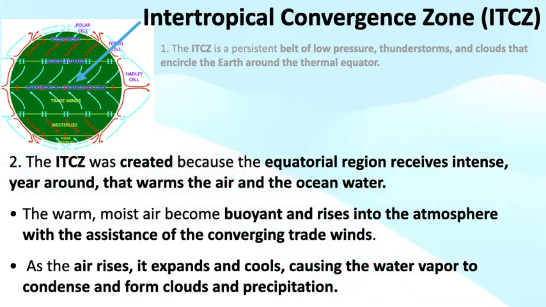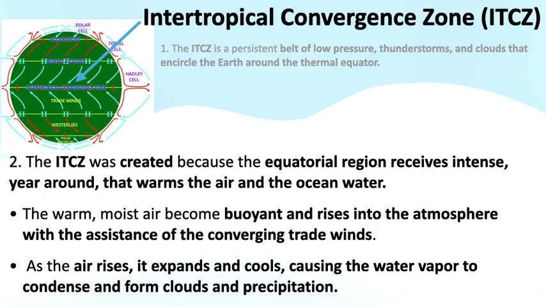The ITCZ was created because the region of the equator receives intense year-round heat from the sun, which warms the air and also warms the ocean water in that particular area. And this warm, moist air becomes buoyant and rises into the atmosphere with the assistance of these converging winds. Because these converging winds are there, it helps cause the air to rise.